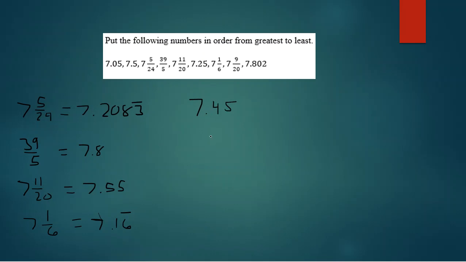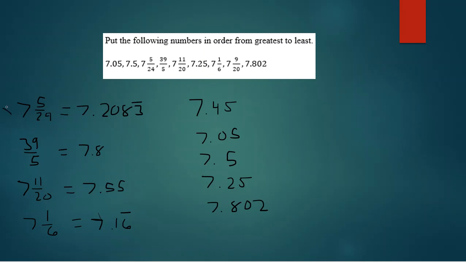Okay, and then let's just write these other ones down. We have 7.05, we have 7.5, we have 7.25, and then we have 7.802. Okay, so let's just think about these money-wise.